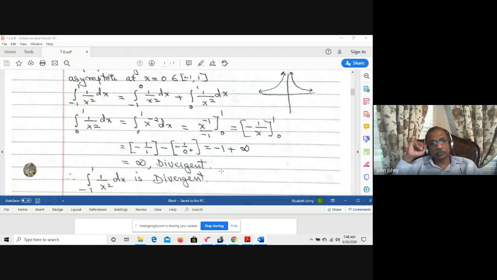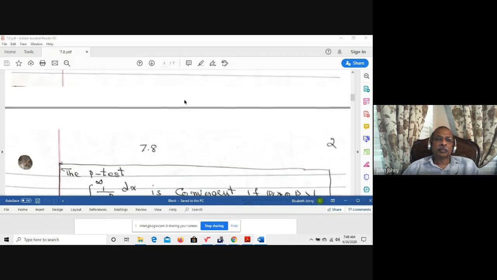So the moral of the story is, when you get a definite integral, make sure that there is no vertical asymptote in between those two numbers. If there is a vertical asymptote, then you have to split it into two and evaluate both of them. If both of them are finite, then the answer is the sum.